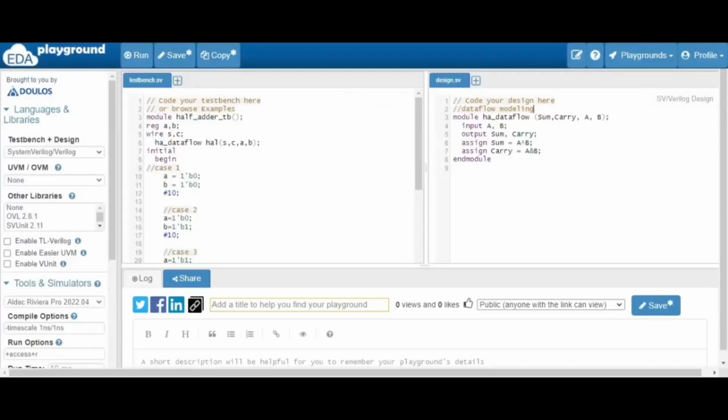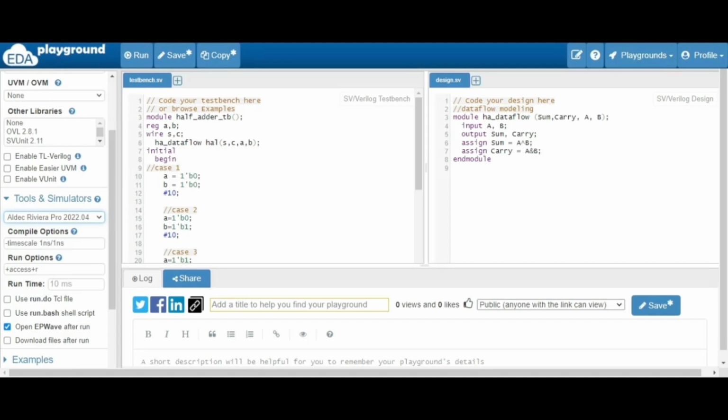This is the EDA Playground window, and here is our design module in Dataflow modeling. All of the settings remain the same. Select this simulator and tools and check the EPWave form. And this is the code, and there is the difference between these two lines, and this is the testbench code. It remains the same. I discussed it in gate level modeling, and I am not going to discuss it here.